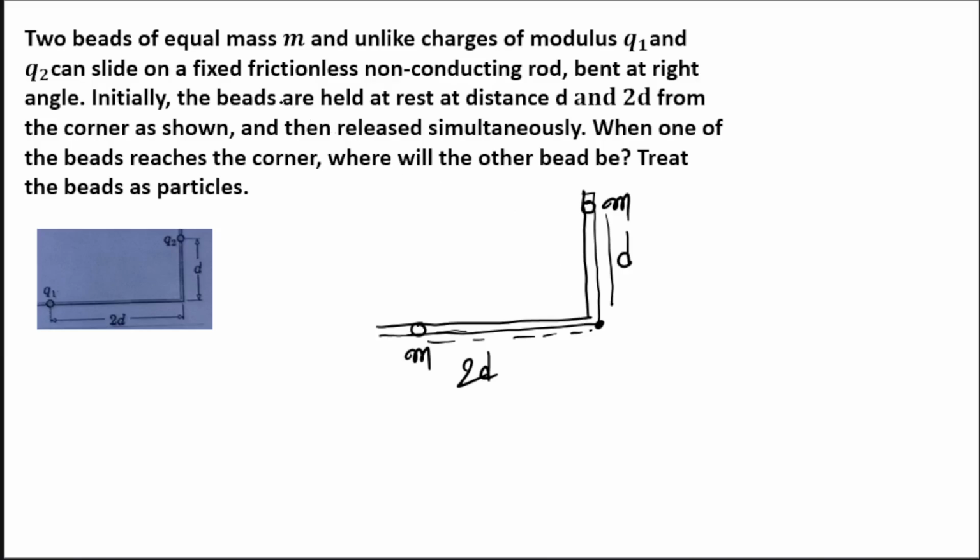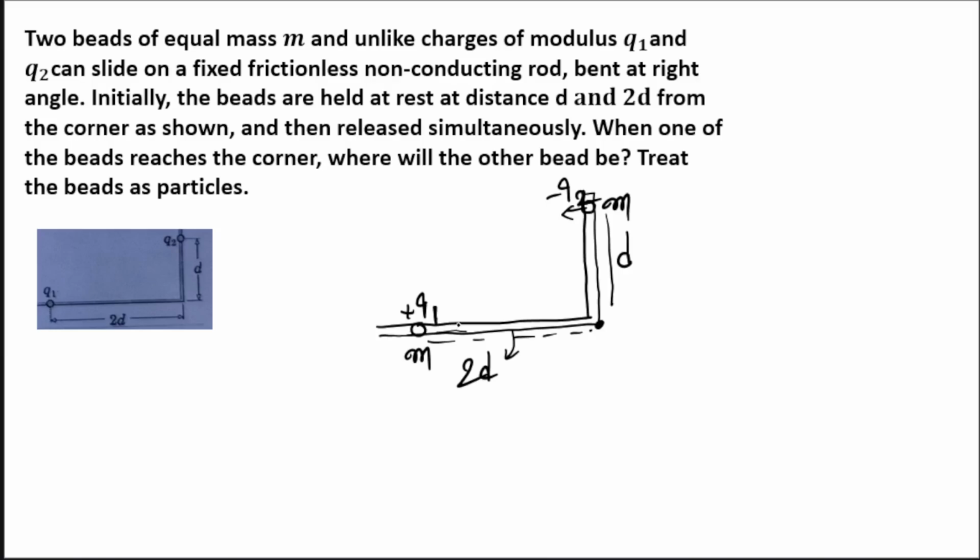This structure that I have drawn is a frictionless non-conducting rod. Initially the beads are held at rest, and they have unlike charges. Let's say this has a plus charge and this has a minus charge, so they have unlike charges of modulus q1 and q2. So they are held at rest initially.